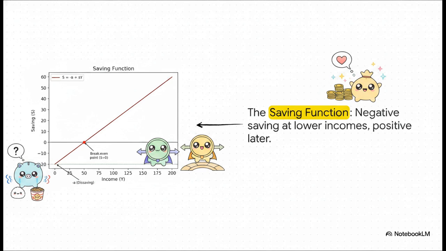This makes total sense, right? Because even if your income suddenly drops to 0, you still have to eat and survive. So you dip into your past savings or you borrow money. But as your income increases, you eventually hit a break-even point where your saving is exactly 0. Beyond that magic point, your savings finally start climbing into positive territory.